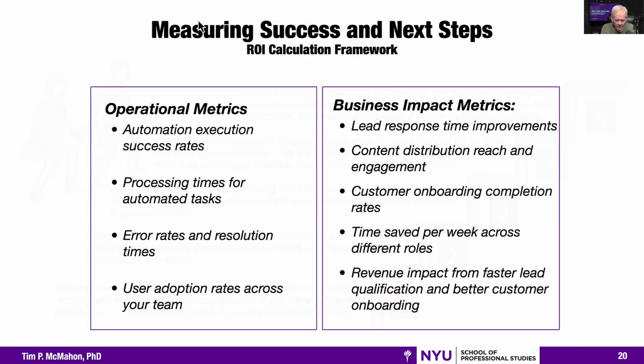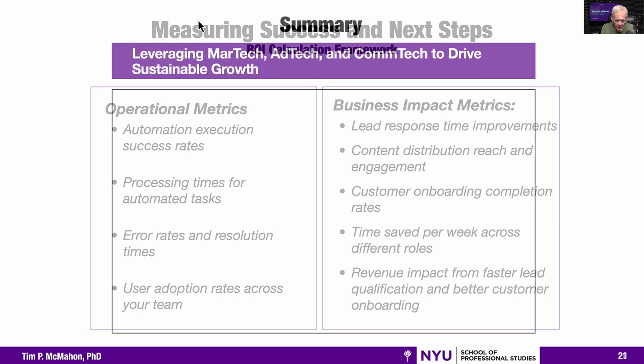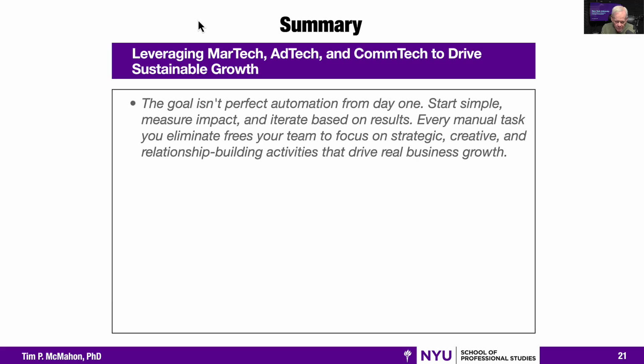So what we have here is two sides of the coin: operational metrics and business impact metrics, and that's the way we're going to try to make this whole ROI calculation framework work. Okay, so what we have is a summary of what we've done here. The goal isn't perfect automation from day one. No, start simple, measure impact, iterate based on results. That means we look back and forth and gauge our progress.